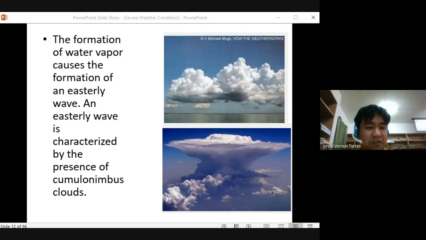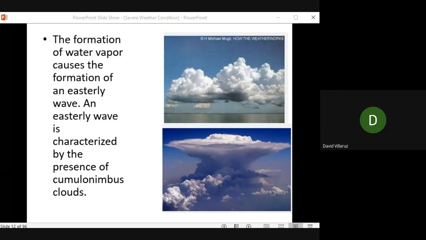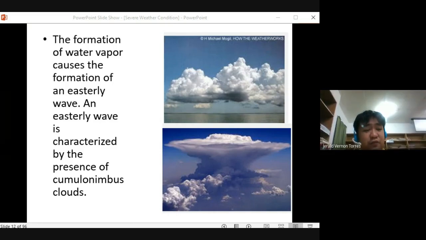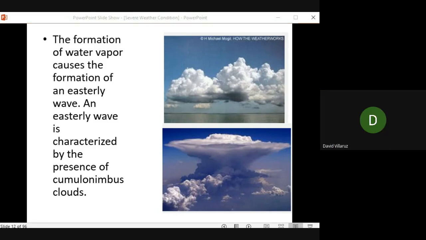Class, anong sabi ko kanina? Higher pressure to lower pressure. Okay, yung movement ng air is from higher to lower pressure. Meaning, paano dapat ang movement sa low pressure area na nabuo nyo dito? Papasok yung air, palabas ang air. Papasok po. Bakit, David? Kasi naka-form po tayong low pressure area. Technically, dyan po papasok yung air.